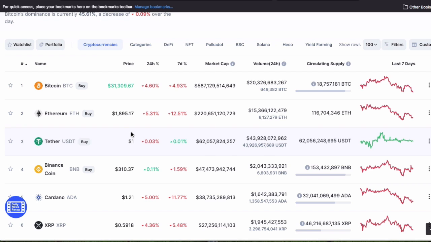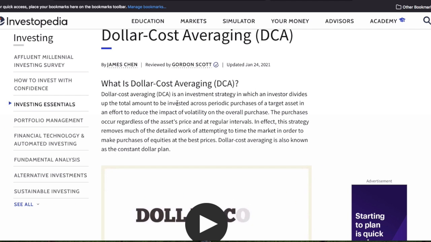be dollar cost averaging. Well, dollar cost averaging is an investment strategy in which an investor divides up the total amount to be invested across periodic purchases of a target asset in an effort to reduce the impact of volatility on the overall purchase. The purchases occur regardless of the asset's price and at regular intervals. In effect, this strategy removes much of the detailed work of attempting to time the market in order to make purchases of equities at the best prices. Dollar cost averaging is also known as the constant dollar plan.